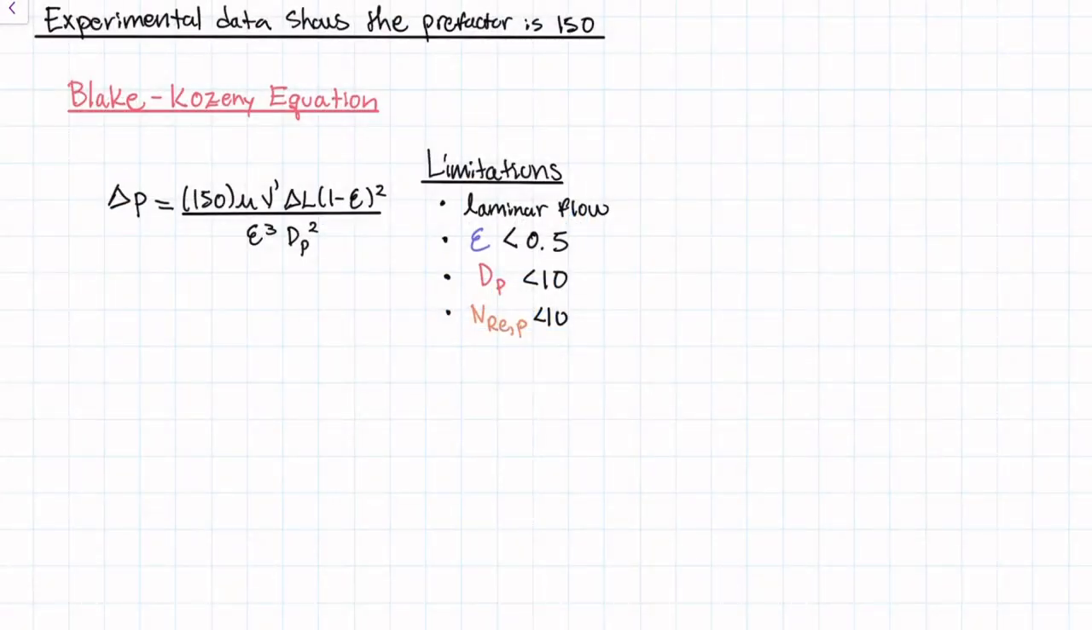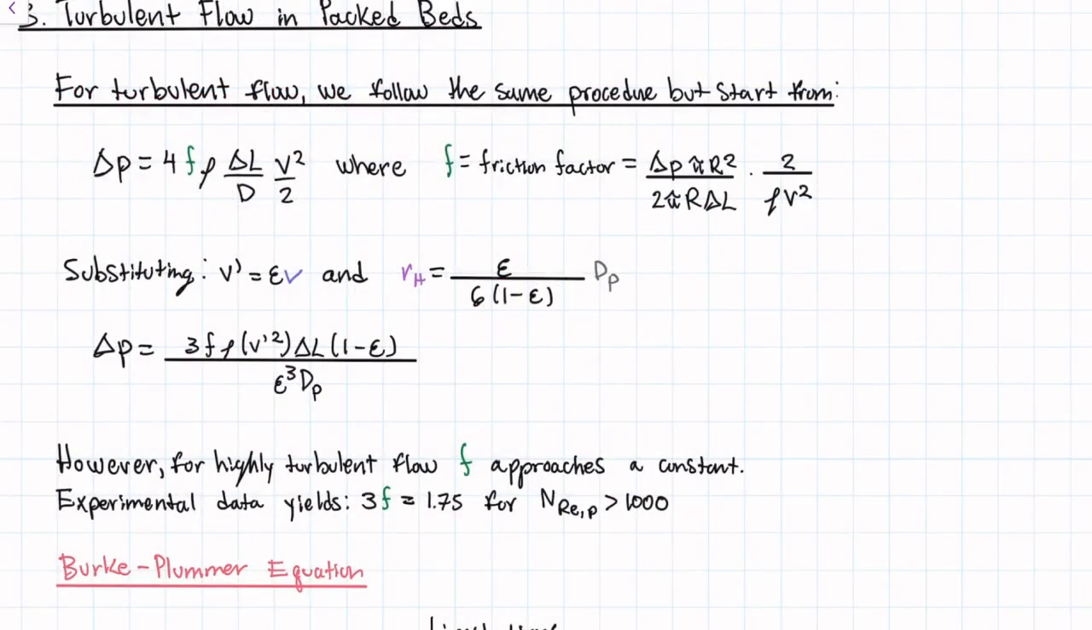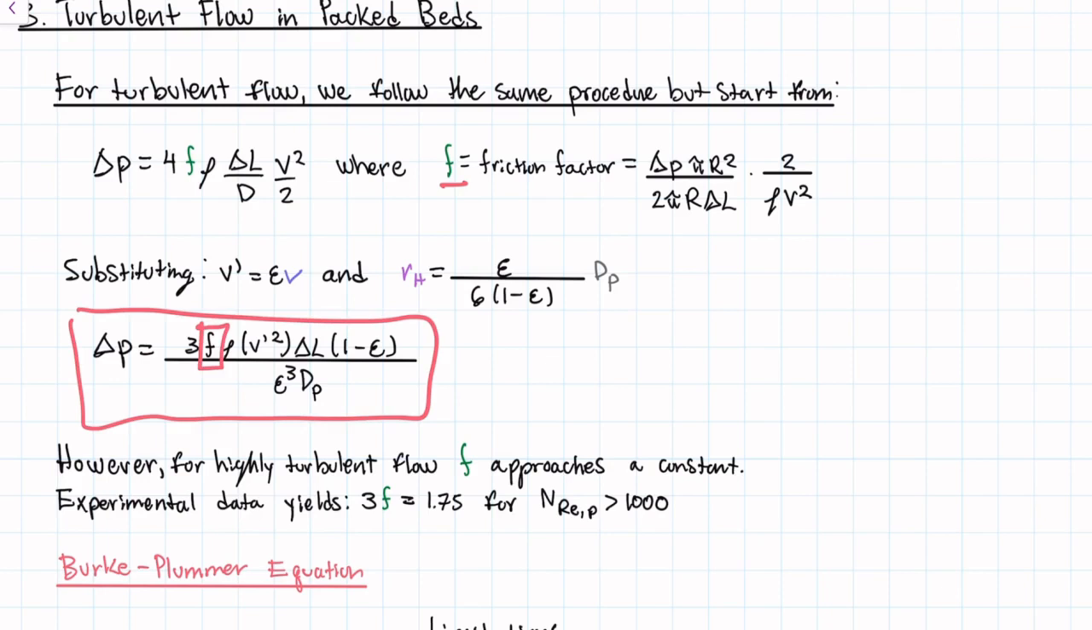Using this new prefactor of 150 yields the Blake-Kozeny equation, which is valid for laminar flow where void fraction is less than 0.5 and effective diameter and Reynolds number are less than 10. We can follow a similar procedure for turbulent flow in packed beds, starting with this pressure-driven flow, which accounts for the friction factor. We can substitute in the average interstitial velocity and the hydraulic radius to yield this, which still depends on the friction factor.